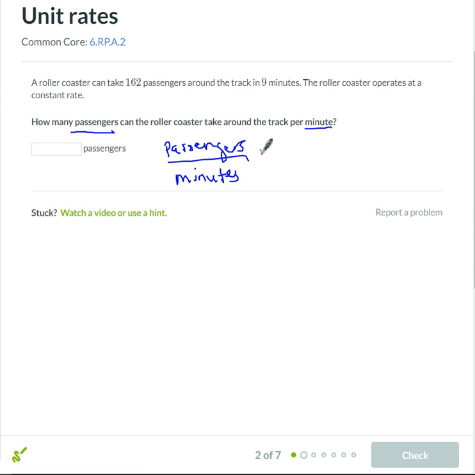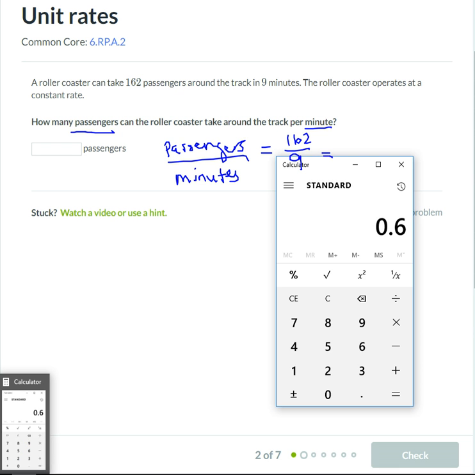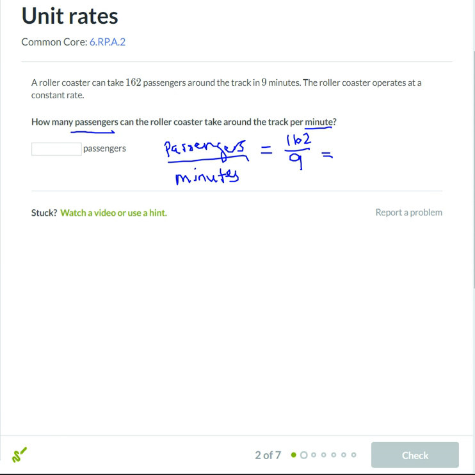And that would simply be 162 passengers divided by 9 minutes, and 162 divided by 9 is 18. And again, the thing that's important about this is you have to know that the numerator goes first, or the first number in your unit rate is entered into the calculator first. So 162 divided by 9 gives you an answer of 18.